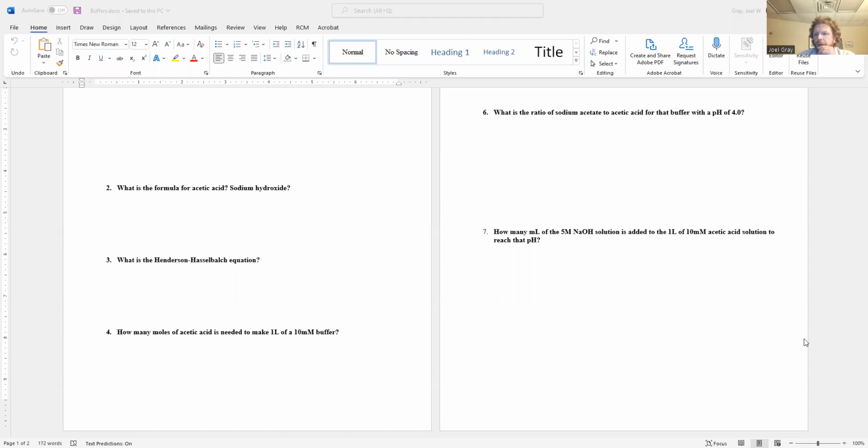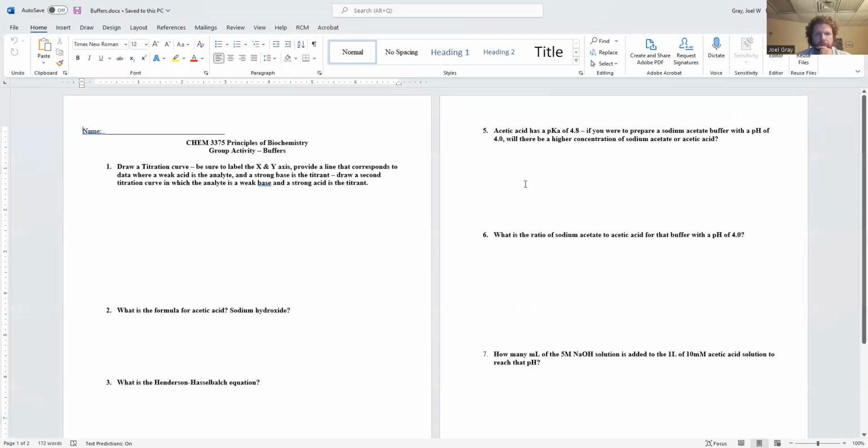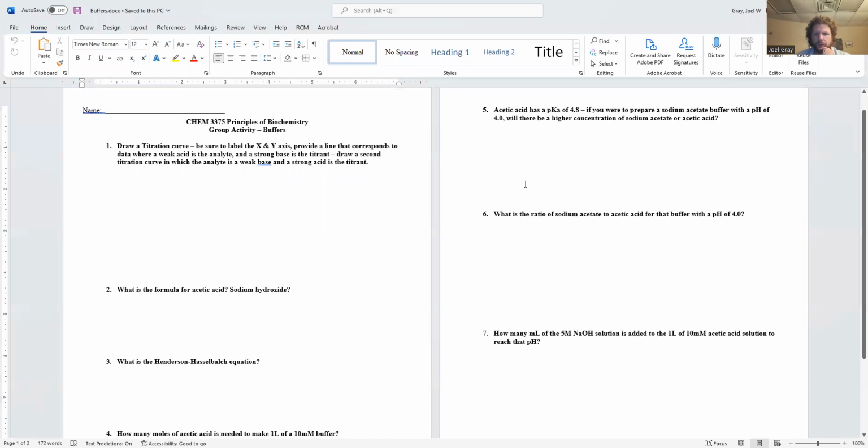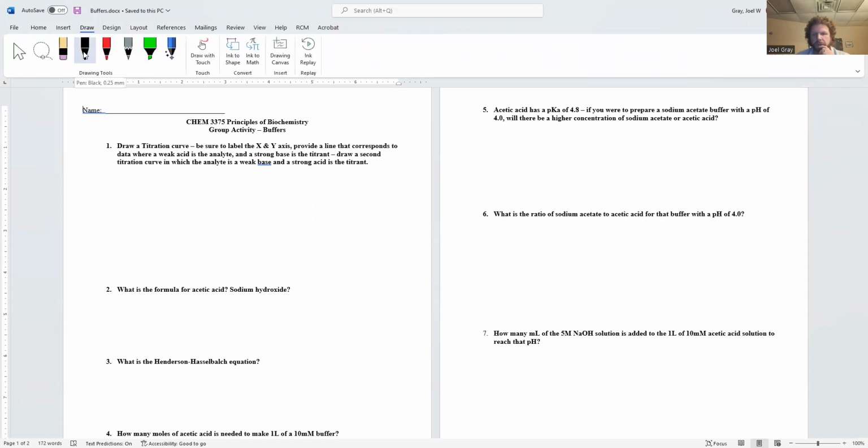All right, everybody. Like I said, I was going to make a video detailing this worksheet. This is our buffers worksheet, and in class, we made it through 5. What I wanted to do is take over and complete questions number 6 and 7, because arguably those are some of the more challenging ones.